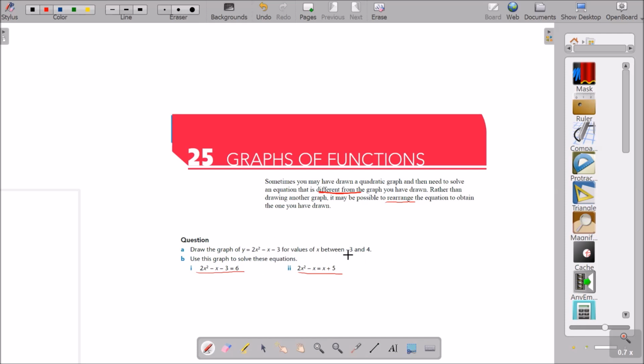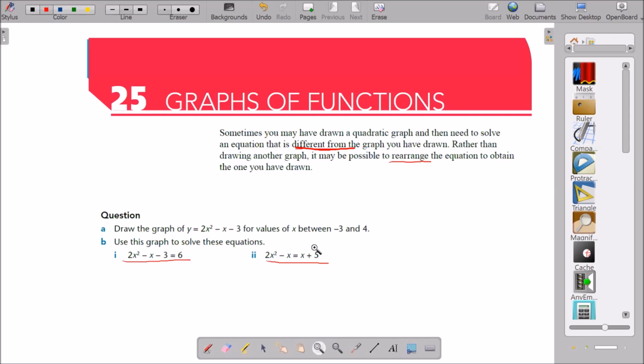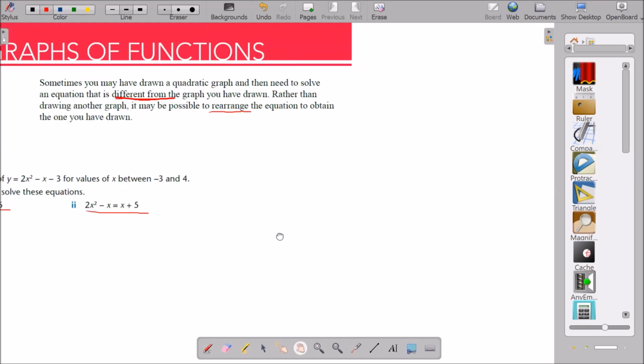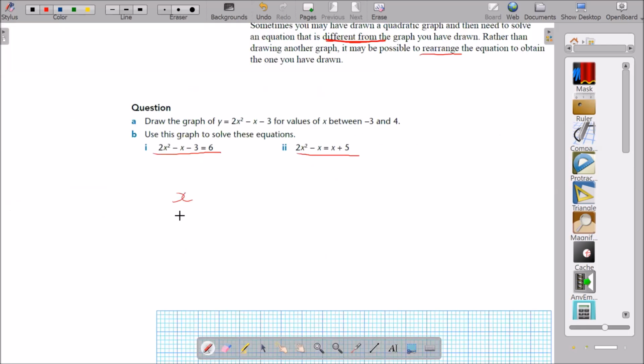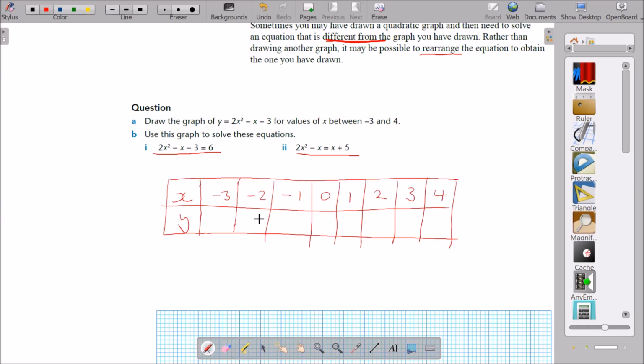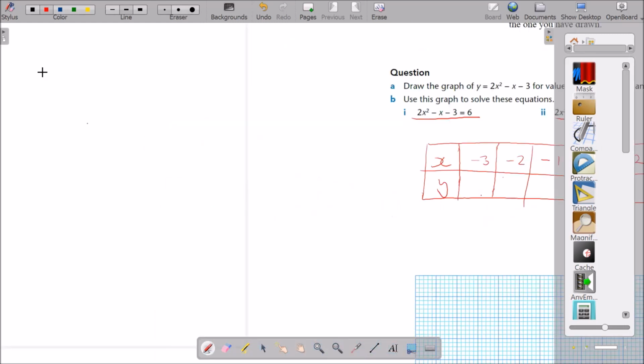First, let's draw the graph. We want values from minus 3 to 4, so we need a table of values. So we have our table of values, x and y. For x, we have minus 3, minus 2, minus 1, 0, 1, 2, 3, and 4. So again, we go through the working. Our equation is y is equal to 2x squared minus x minus 3. So we substitute x values in turn to get the corresponding y value.